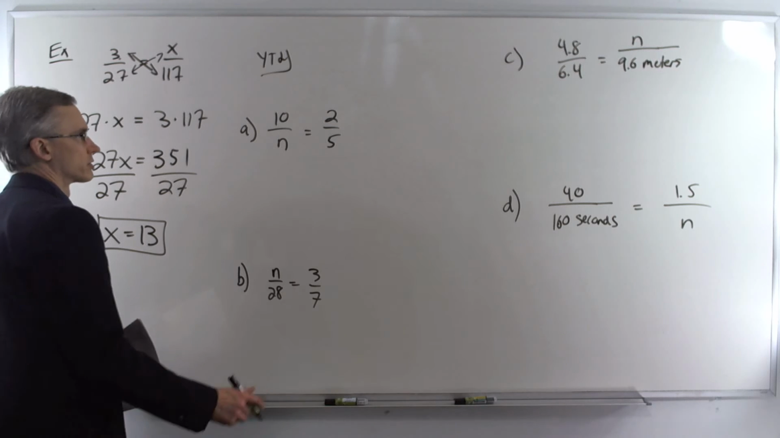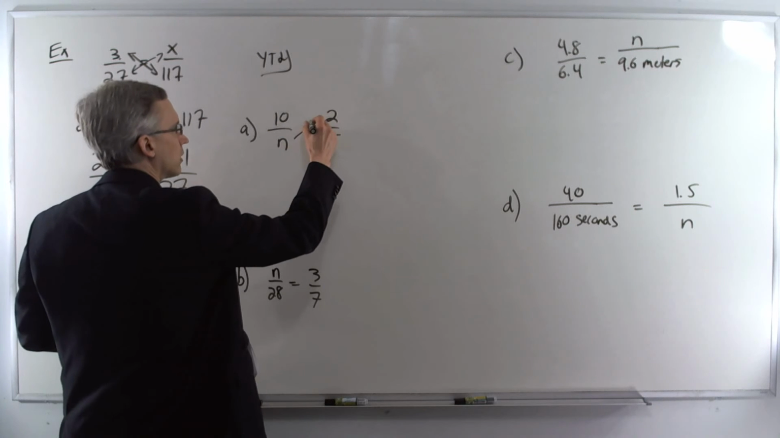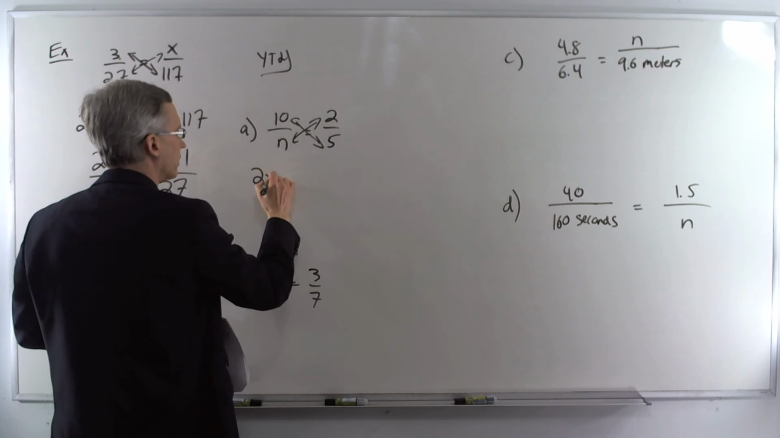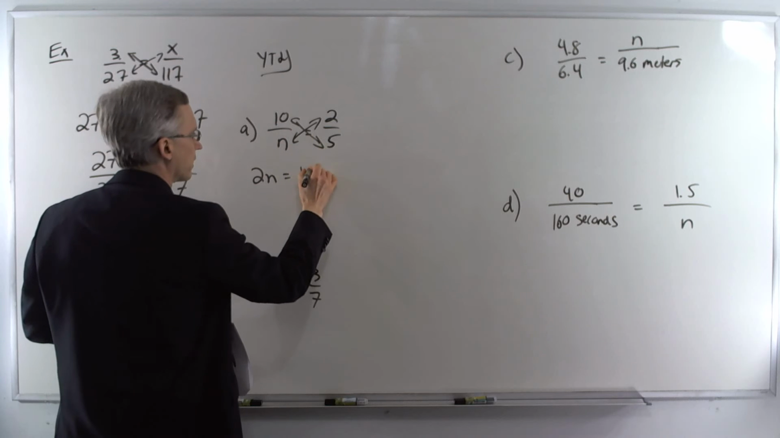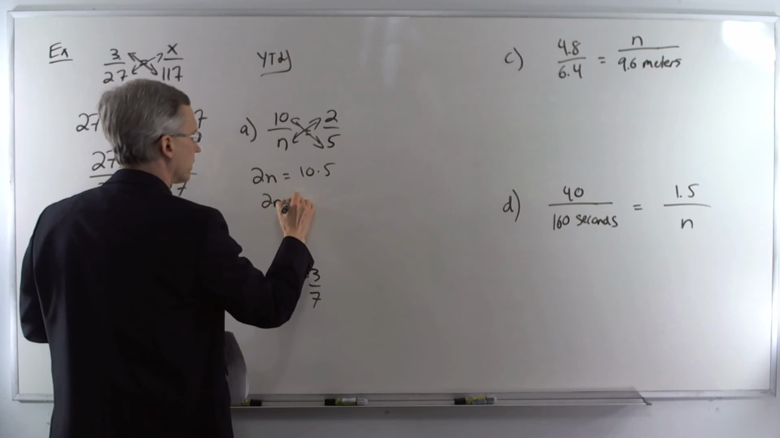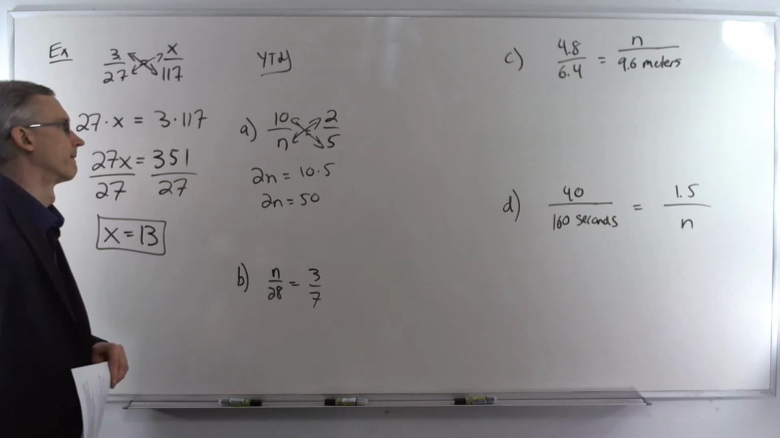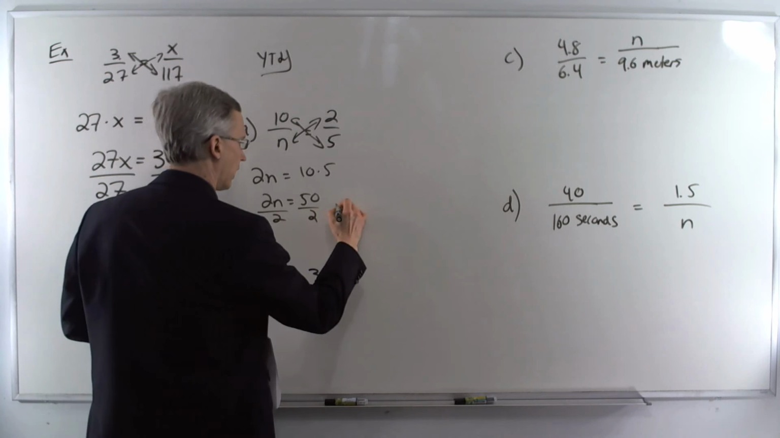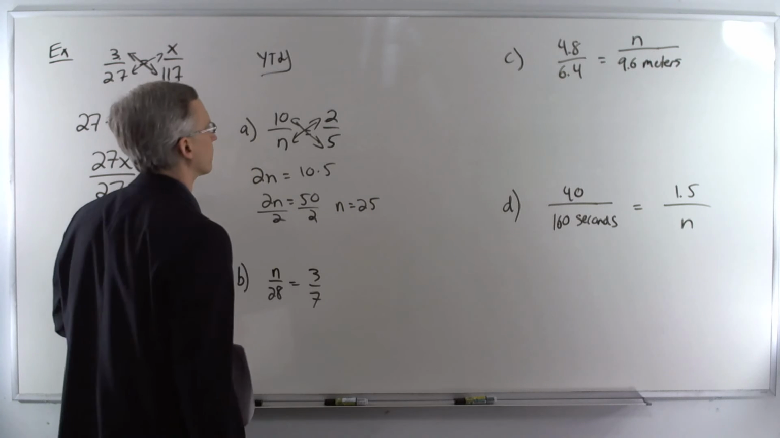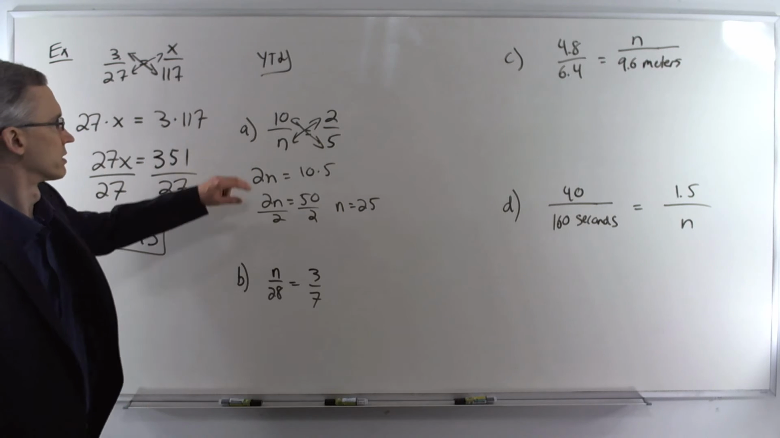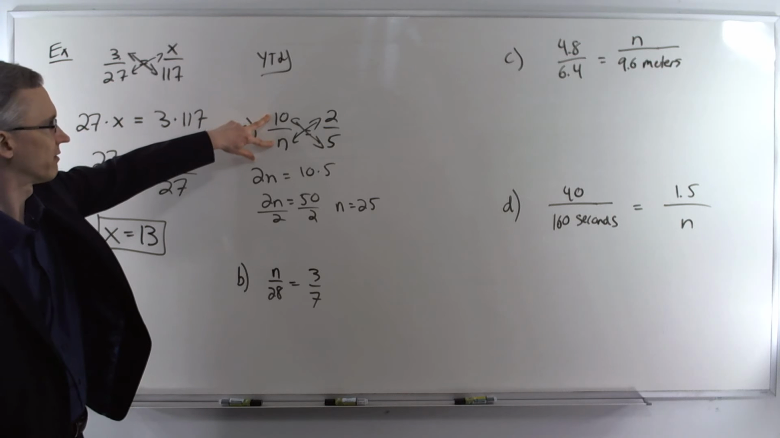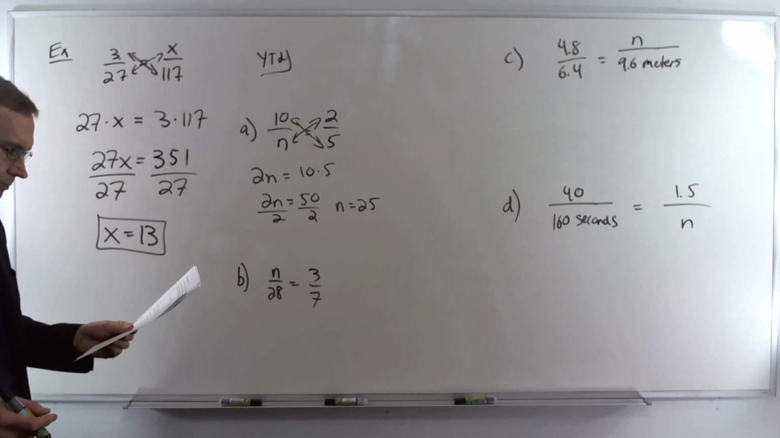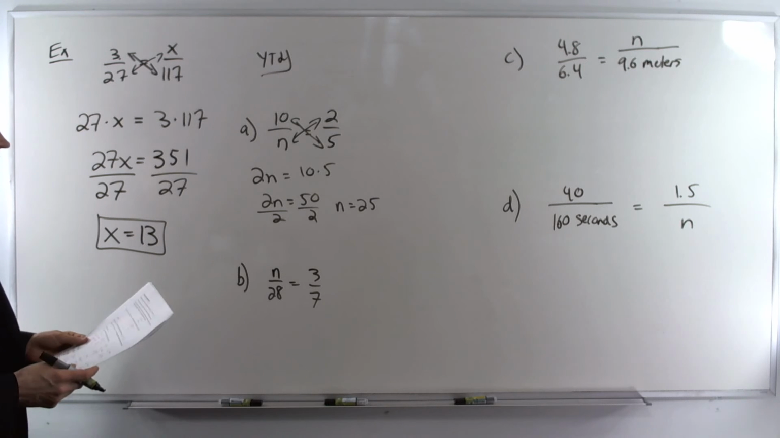Part A, start by cross multiplying. So I'm going to do 2 times n, or 2n, equals 10 times 5. So 2n equals 50. Now we'll solve, so divide both sides by 2, and n equals 25. All right, so if we do 10 divided by 25, and 2 divided by 5, we get 0.4 for both of those, so that checks.